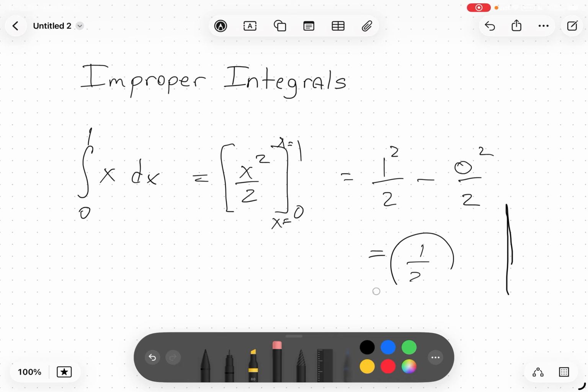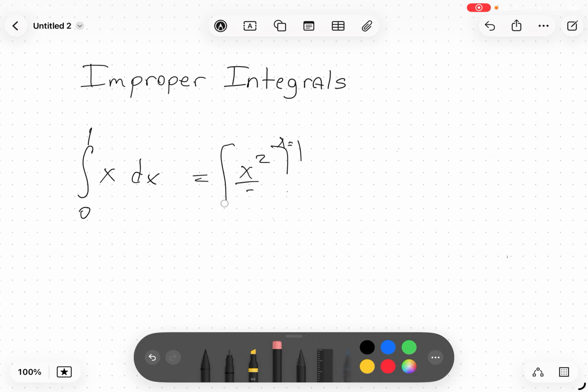So what if one of the limits of the integral, either the lower or the upper limit, was something that is difficult to evaluate when we put it into the antiderivative? Something like this. What about the integral from 0 to infinity? How would we even do that?